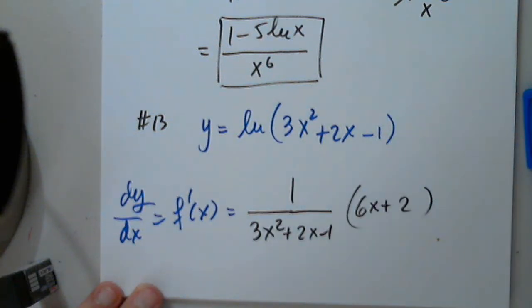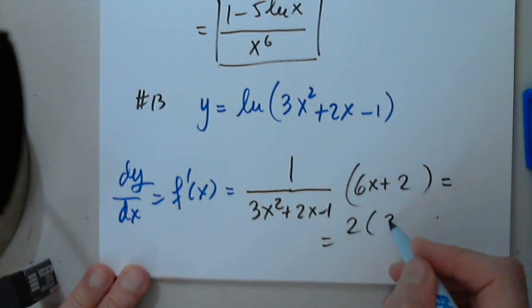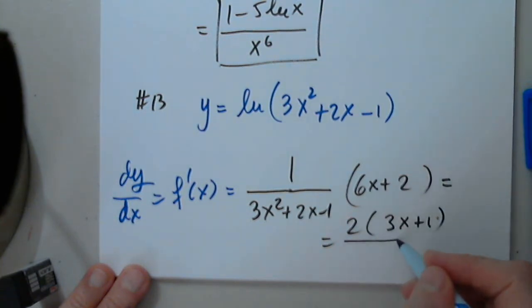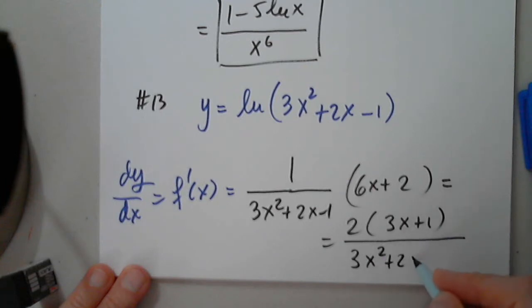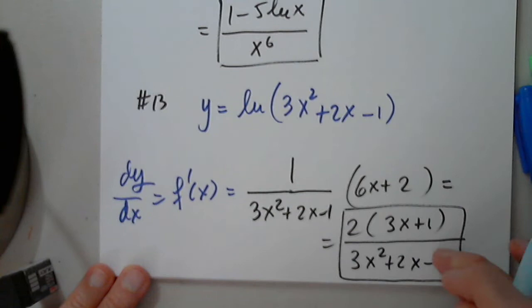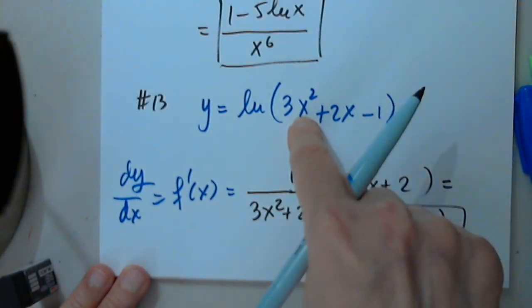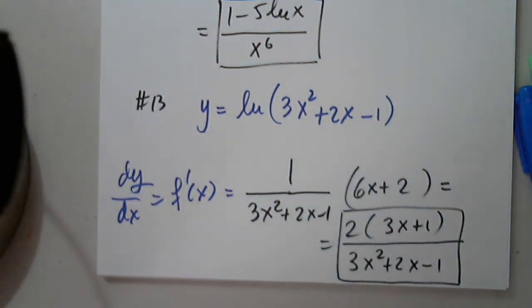That's it. Yes, I will factor out a 2 and get 3x plus 1, everything over 3x squared plus 2x minus 1. And this is it. What is this? The rate of change of this function at any point where this function is differentiable.